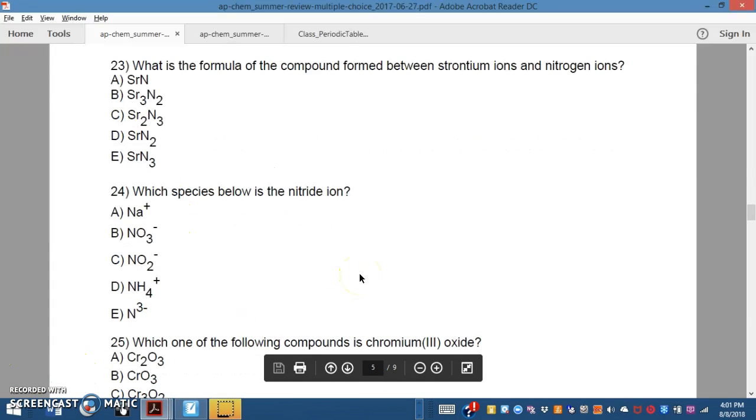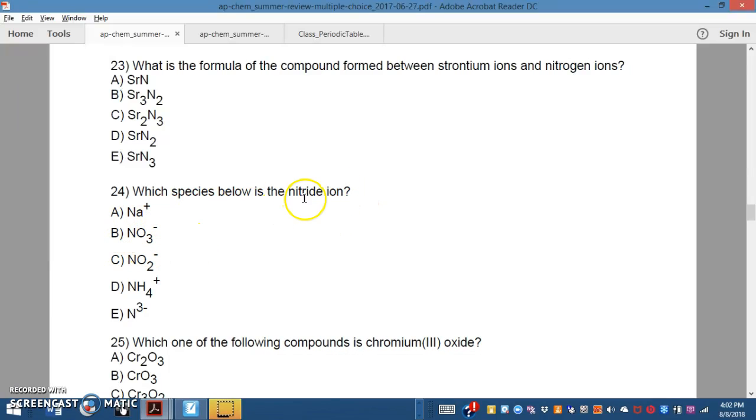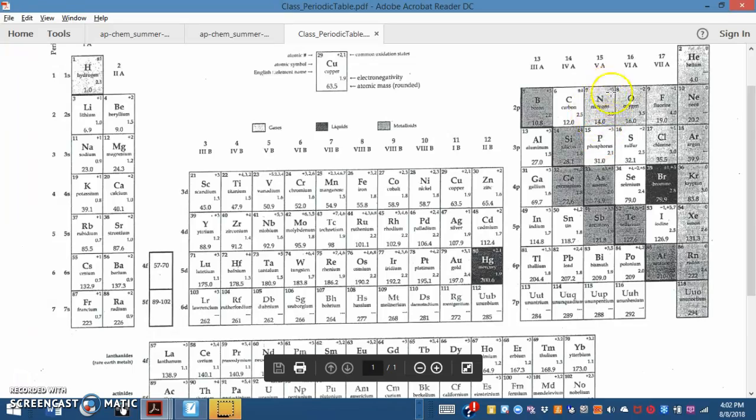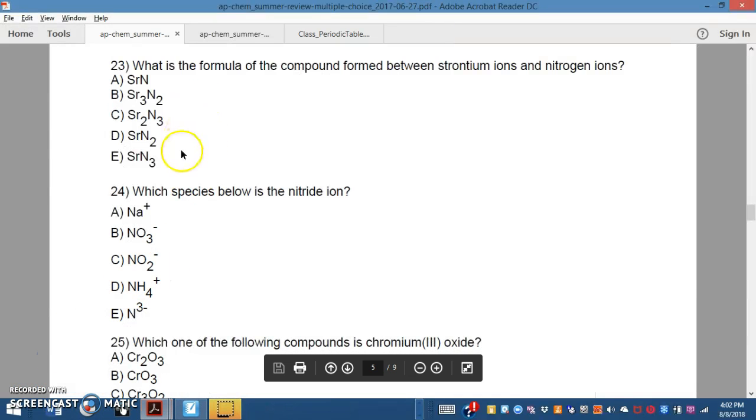Next question, which species below is the nitride ion? Nitride. So first of all, it's nitrogen, so it's not sodium, right? And this is nitrate, this is nitrite, this is the ammonia. So this is the nitride because it's the only element, right? According to the periodic table, nitride comes from the periodic table with no help of any other element. So this is the one, and -3. So A is your choice.